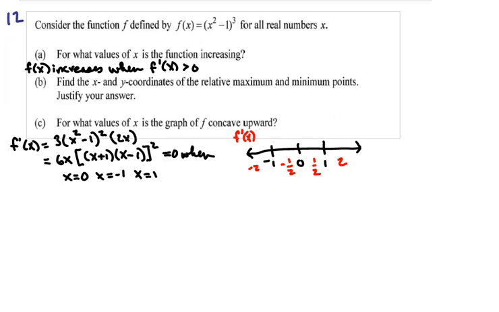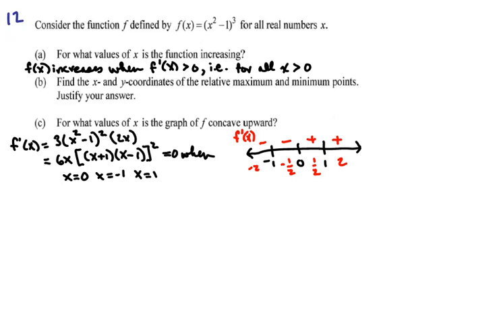Now, since the x plus 1 times x minus 1 is all squared, whatever we put into there has to come out positive. And the only other factor is 6x, so that whole derivative will be negative whenever x is negative, and will be positive whenever x is positive, which gives us those values for the first derivative. Now we're trying to find out where the function is increasing, and that would be for all x greater than 0. So that is the answer to part A.